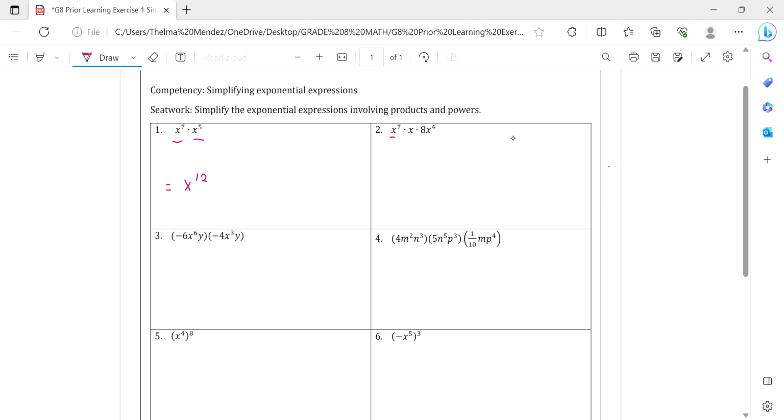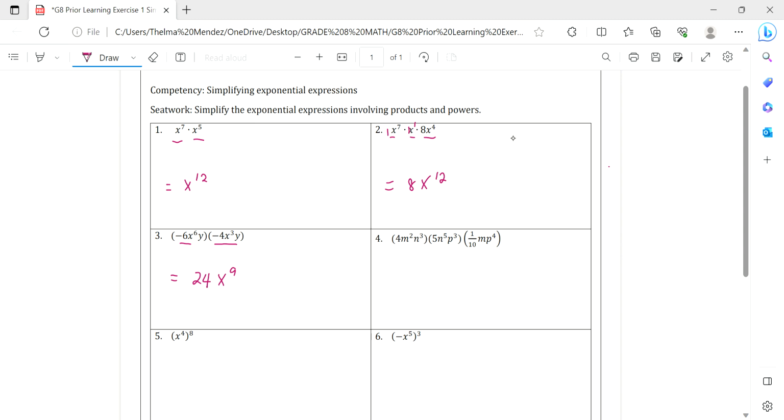Number 2, again, we have these powers. We are multiplying them. 1 times 1 times 8 is 8. How many x's do we have? 7, 1, and 4. So we have 12 x's. Number 3, this is also powers which are being multiplied. So negative 6 times negative 4 is positive 24. How many x's do we have? Raised to 6 and raised to 3. That will be raised to 9.